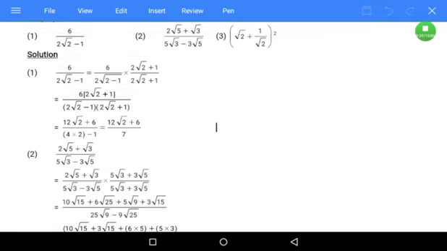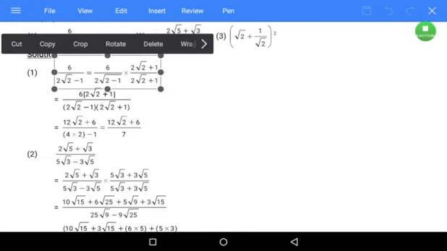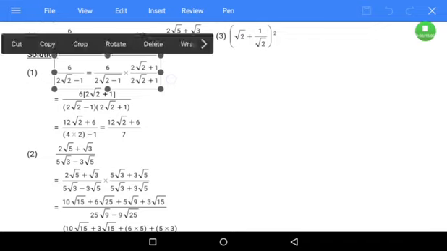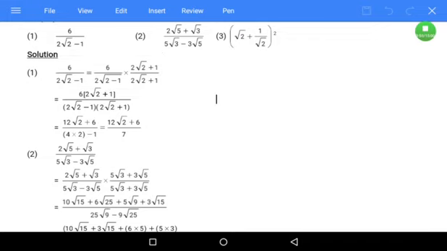So you will notice that after multiplying these two together, the surd part is gone. We have a real number as the denominator. So how do we now expand 6 into that over this times this? 6 times 2 root 2 will give us 12 root 2. 6 times 1 will give us 6. Can you see? We expand like that.